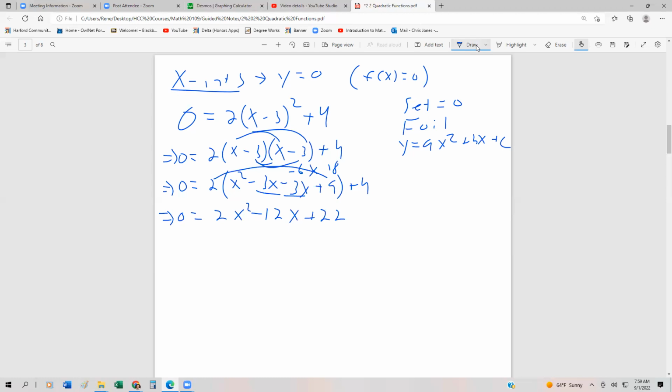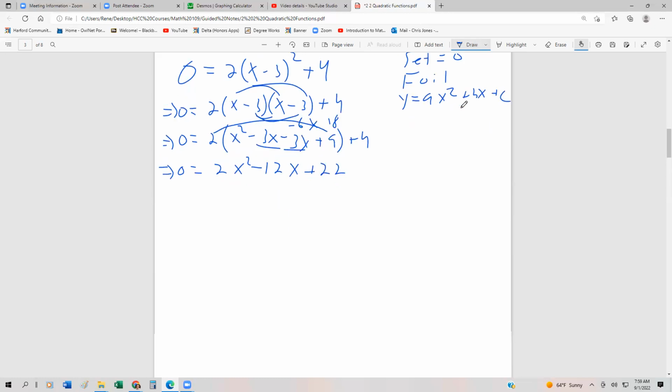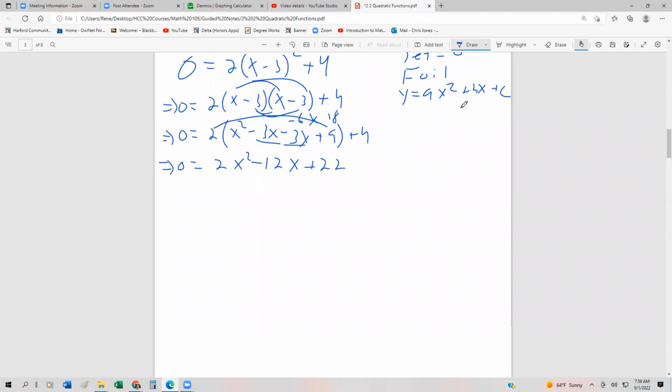Now, let's see if we can factor this. It might be factorable, it might not be. We don't know yet, but let's give it a try. And if it's not factorable, then we're going to use the quadratic formula. So the first thing I'm going to do is factor a 2 out of there. If I factor a 2, that gives me x squared minus 6x plus 11. And unfortunately for us, there are not two numbers that multiply to 11 and add up to negative 6. The only factors of 11 are 11 and 1, so that's not going to be factorable. But it's not a complete waste of time, because now we could divide both sides by 2.